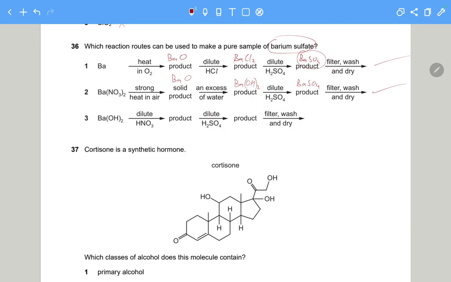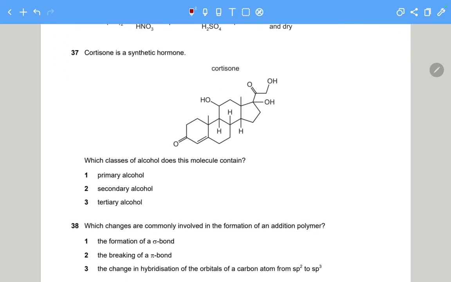And then the last one, dilute HNO3, you add barium hydroxide, Ba(NO3)2 will form. And you add it to dilute H2SO4, again, barium sulfate precipitate will form. Filter, wash and dry, correct. So remember, barium oxide soluble, barium chloride soluble, barium sulfate insoluble, that's why you were able to separate the white precipitate. Barium oxide soluble, barium hydroxide soluble, barium sulfate insoluble, white precipitate, so you can separate it out. Barium nitrate soluble, barium sulfate insoluble, and therefore you separate the precipitate. So all three correct, A.